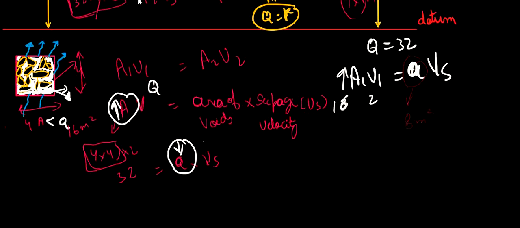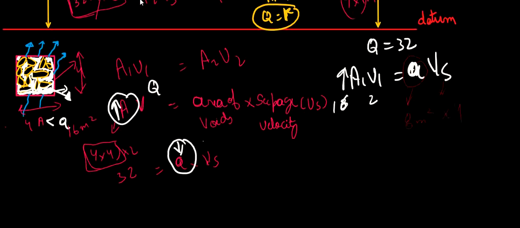Now let's suppose this seepage velocity is x. If I want the product of these two terms to be 32, the seepage velocity will have to be 32 divided by 8, that is equal to 4 meter per second. So I think you must be realizing now that our seepage velocity, or you can say velocity of flow, has automatically increased to satisfy our equation of continuity, or to satisfy the discharge value.